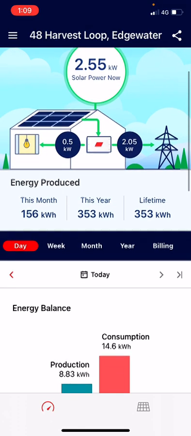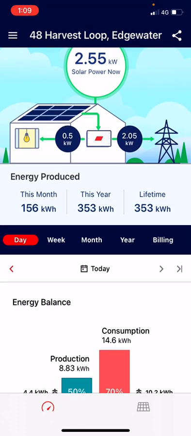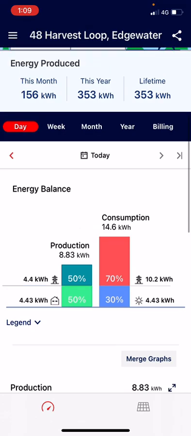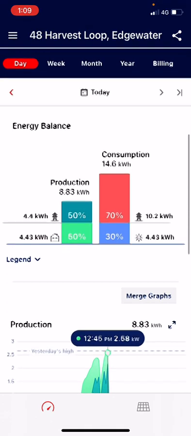We do want to see that number higher because you don't want to waste too much energy. You do want to be using as much as possible during the day. All similar numbers: production today, month, year, and lifetime. But now let's go down to this.